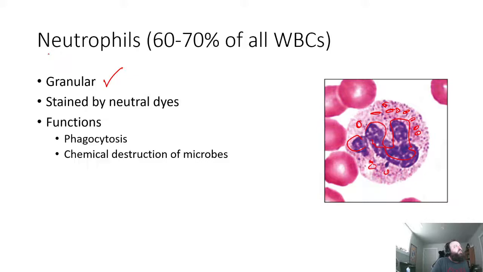The reason they're called neutrophils specifically is not of any importance other than that when researchers first found them, they found that these cells specifically stained with neutral dyes. So it's more of an artifact of the experimentation process. In terms of functionality, neutrophils carry out phagocytosis, which I've described at length already in this week's lectures, and they also have chemical destruction of microbes.